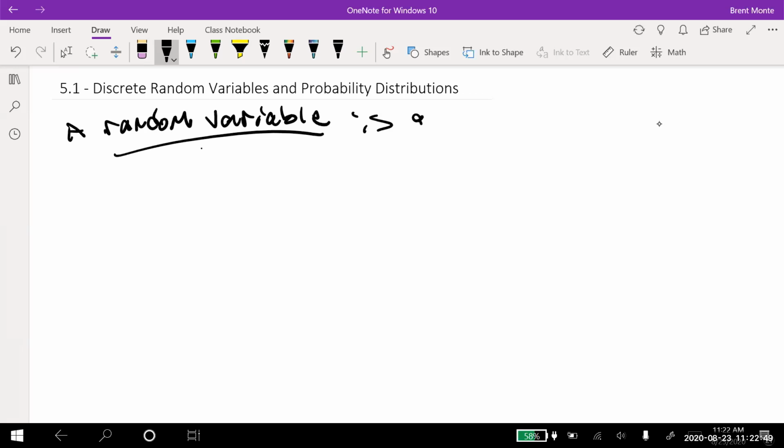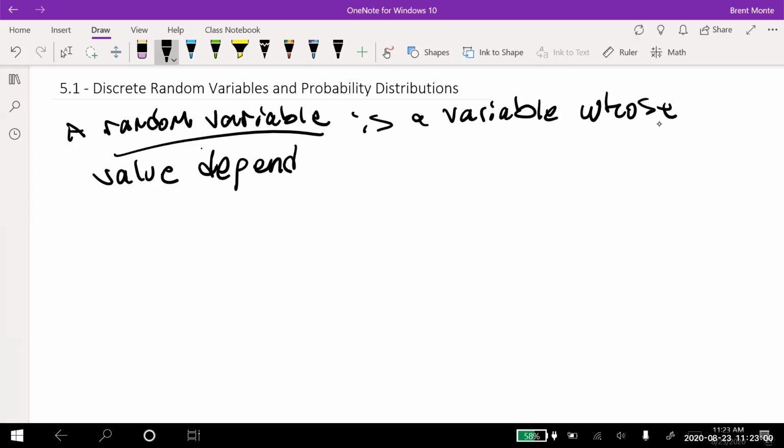is a variable whose value depends on chance. And what do we mean by the fact that the value depends on chance? Well, it's just the chance of whichever of these things we're picking. So for instance, let me give you an example. These would give us random variables.